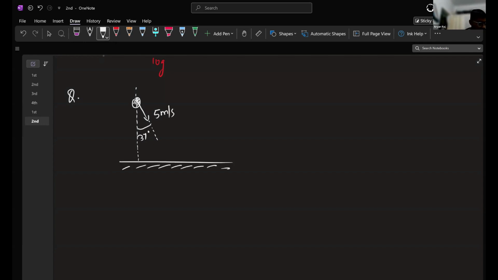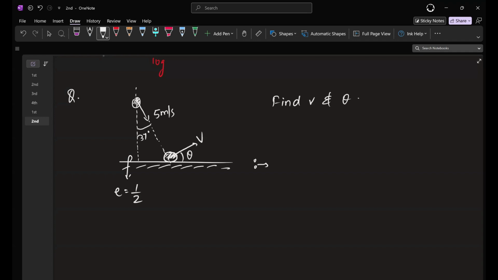Now when it falls and jumps back, let's say it falls somewhere here, and when it jumps back, the velocity is v at an angle theta. You have to find v and theta such that for this ground, for the collision, the value of e is given as half. I'll solve this question. You understand the question? Pranav, you have understood the question completely, right?